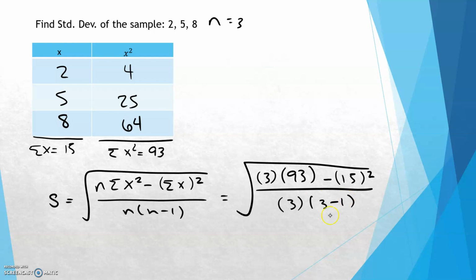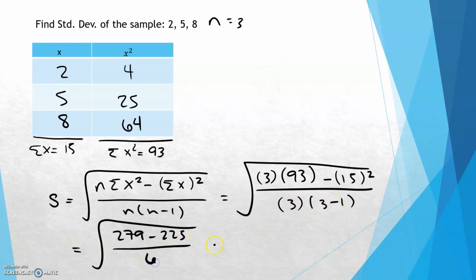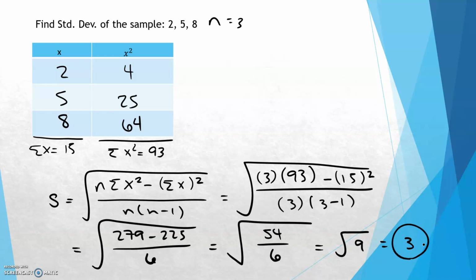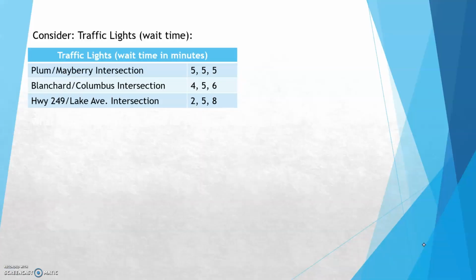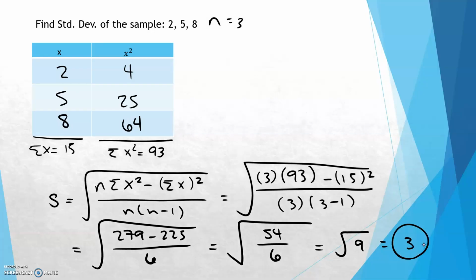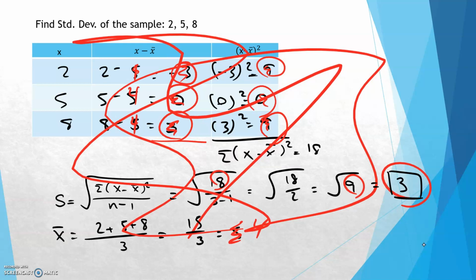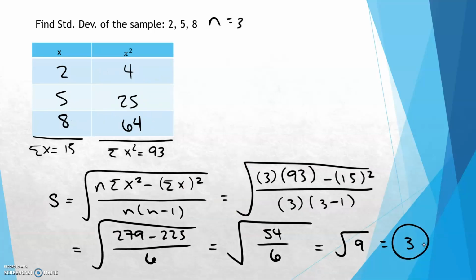Okay, so let's keep going with this one. 3 times 93 is going to be 279, minus 15 squared is 225. This is going to be a 2, so 3 times 2 is 6. And then 279 minus 225 is 54, divided by 6. That will be 9, which will be 3, which will be our final answer. So it doesn't matter which one you use, as long as you get the mean right, they'll come out to exactly the same standard deviation.